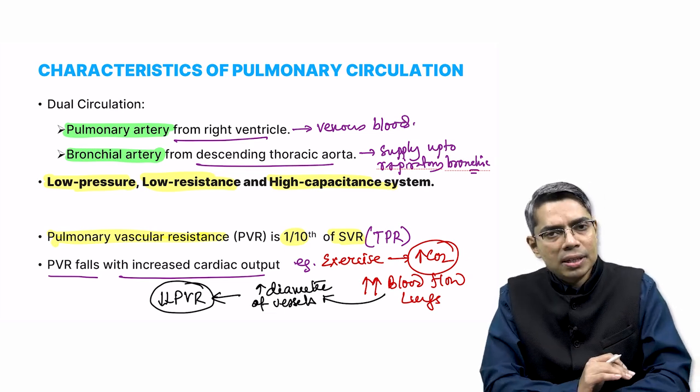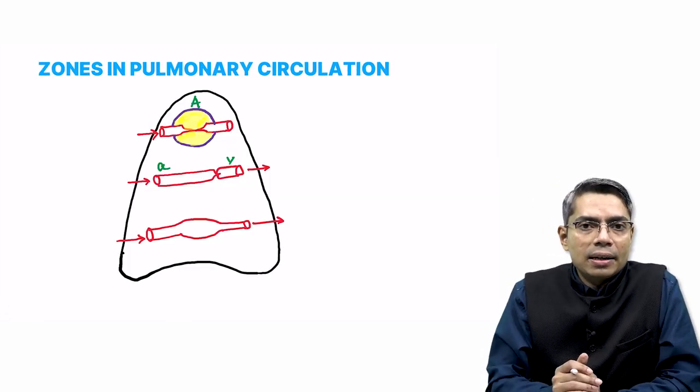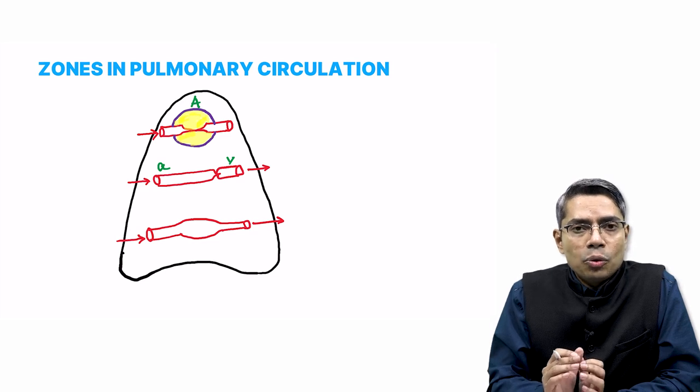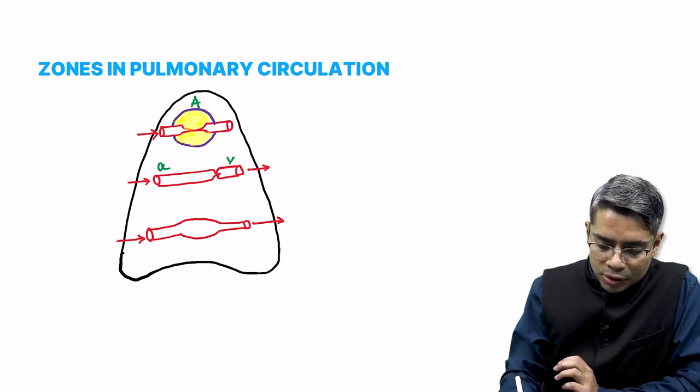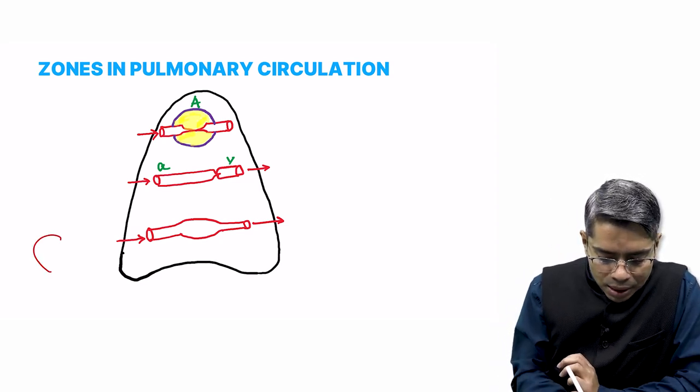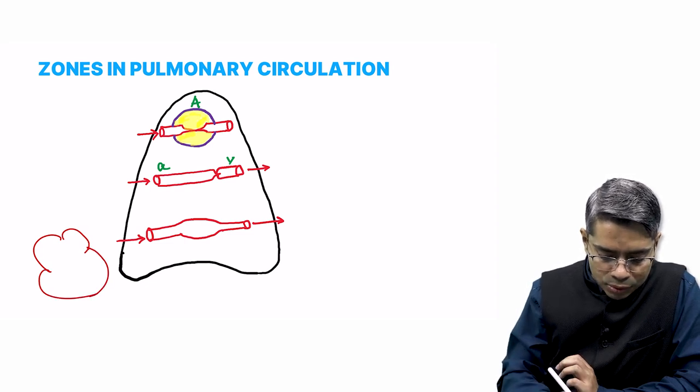Now, after understanding this, the last thing you have to see is that there are different zones of pulmonary blood flow. Just try to imagine that the heart is pumping blood from this region. So blood is going to flow through the apical alveoli also.